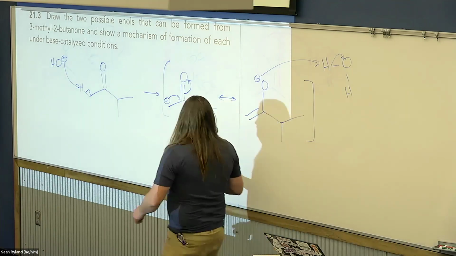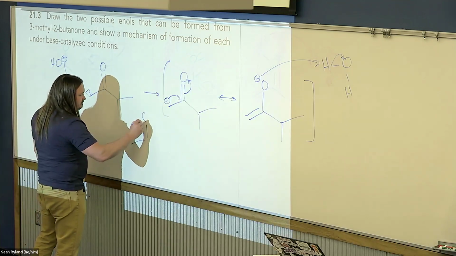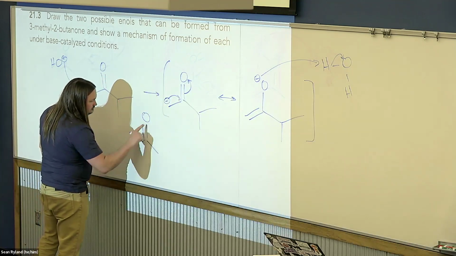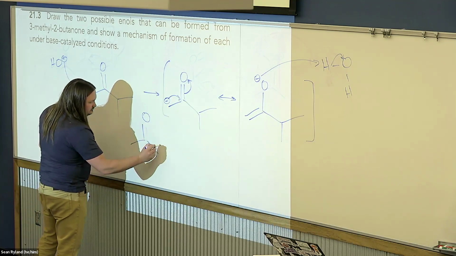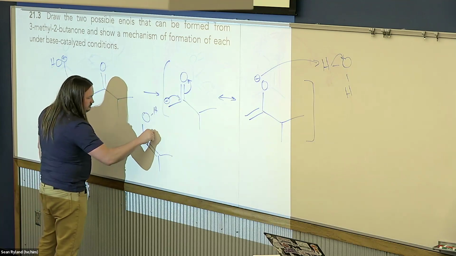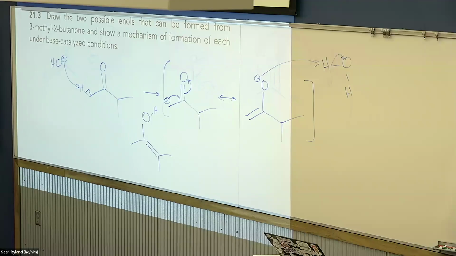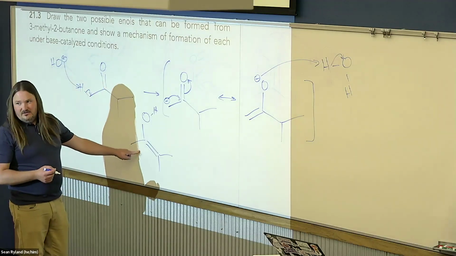And there are other enols that we could make. It's going to look like that. And we would expect that one would be less favorable.